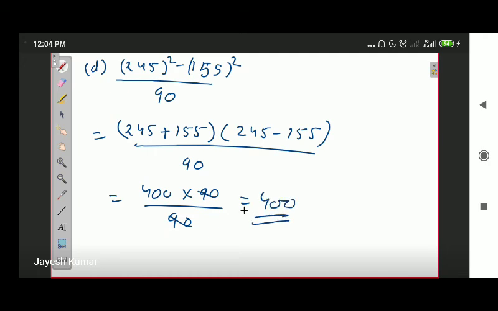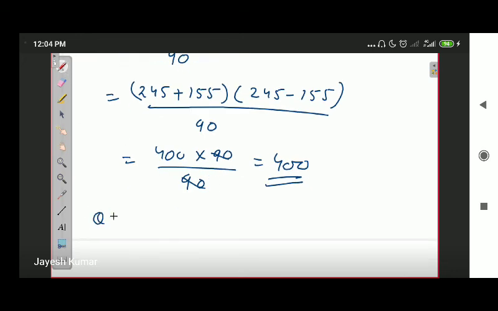So this way, what is your homework for today? You have to do question number 7, A and B parts. Question number 8, A part. Question numbers 10, 11 and 12. You have to complete all of these questions.